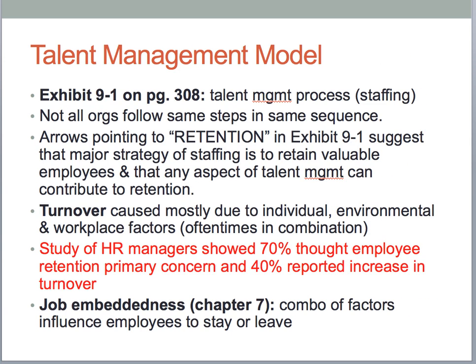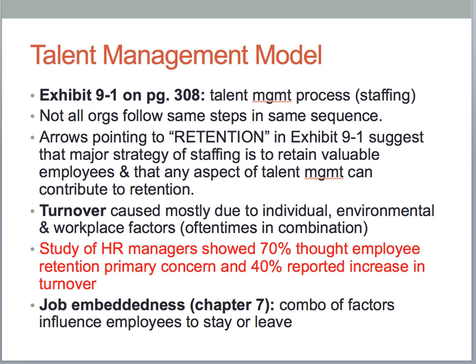So with the talent management model, on page 308, you'll see Exhibit 9.1, and it shows that talent management process, which is basically the staffing. And not all organizations are going to follow the same steps and the same sequence, but they may follow some of the steps. And so the arrows that point to retention in Exhibit 9.1 suggest that there's a major strategy of staffing that is used to retain your most valued employees, and that any aspect of talent management can contribute to retaining these employees.